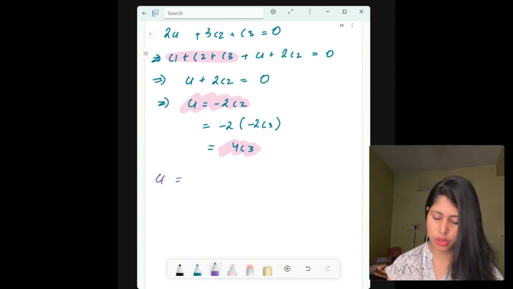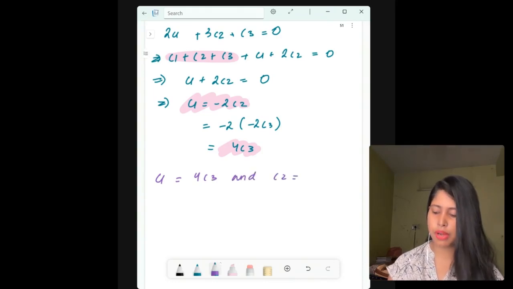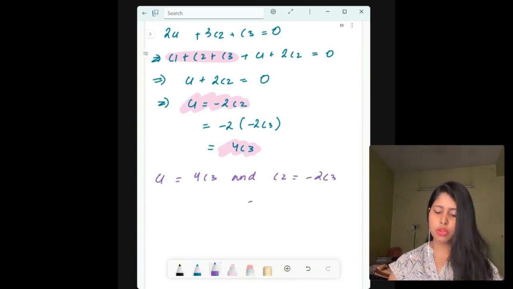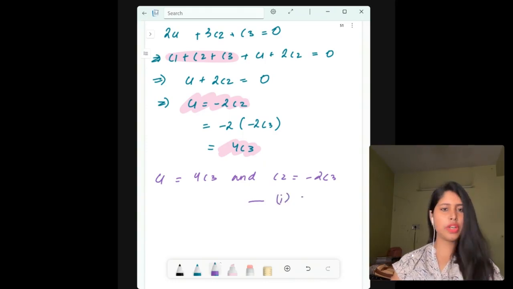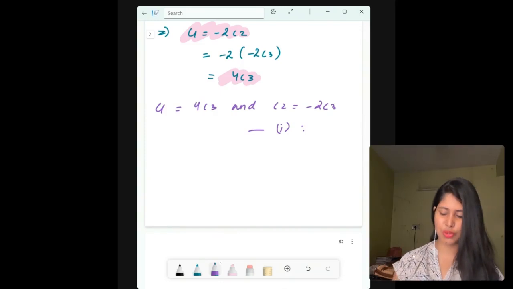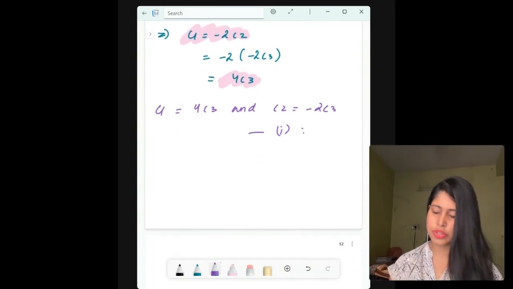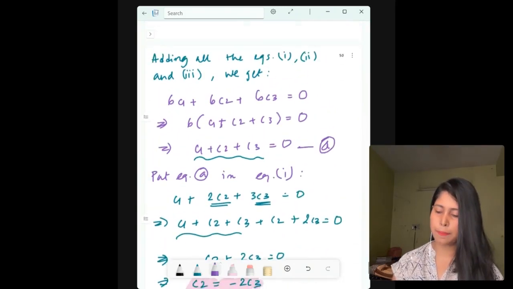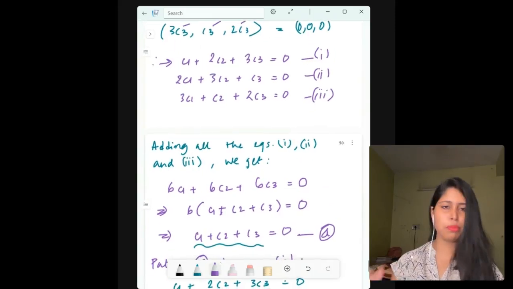C1, we already know, is 4C3, and C2, we know the relation, is minus 2C3. Now, if you put this in equation number 1, then you can see that, okay, let me do the solution only. So what is equation number 1? Equation number 1 is C1 plus 2C2 plus 3C3.